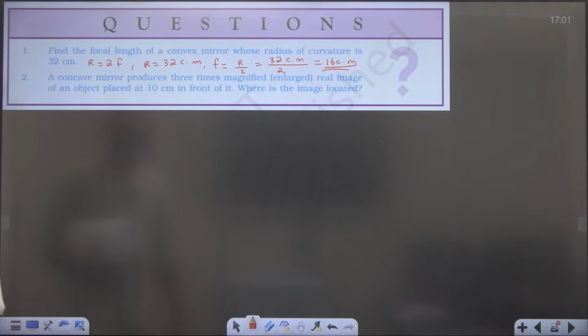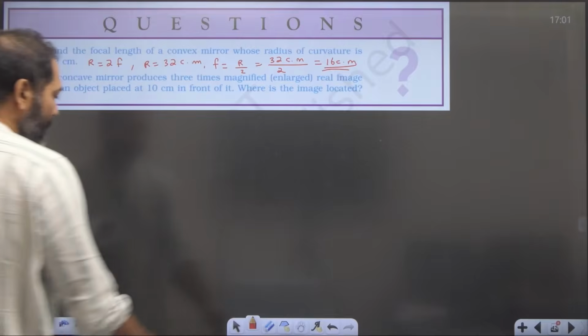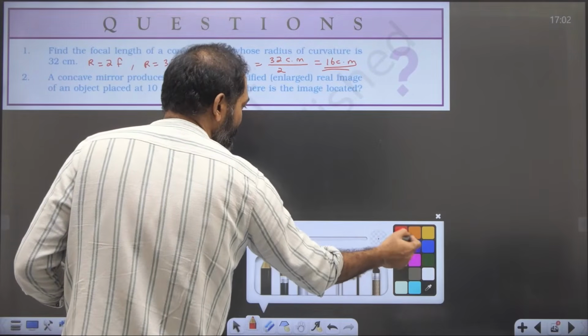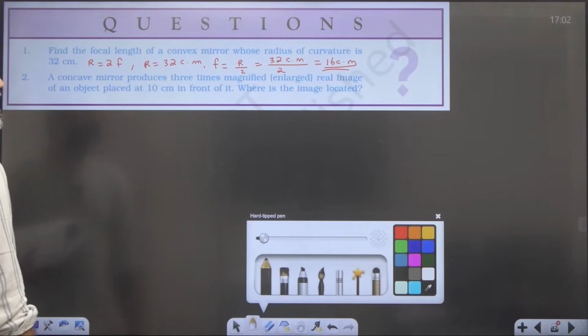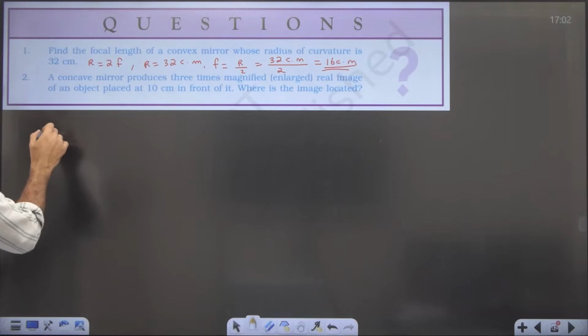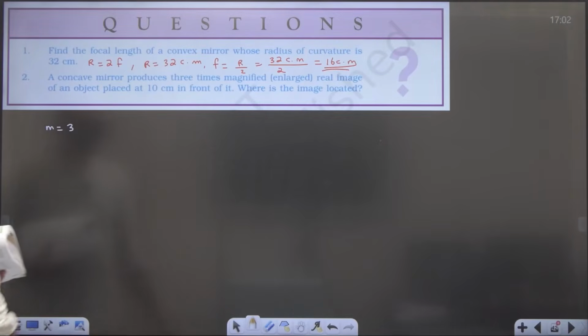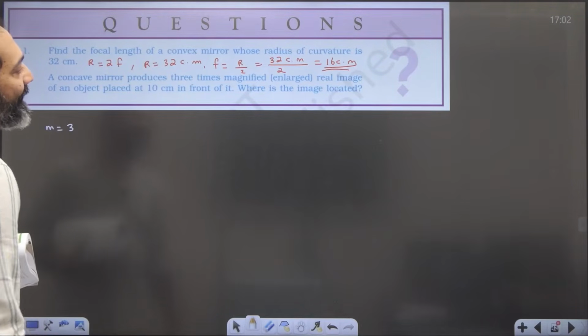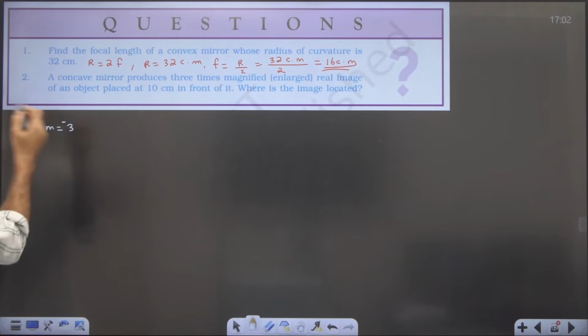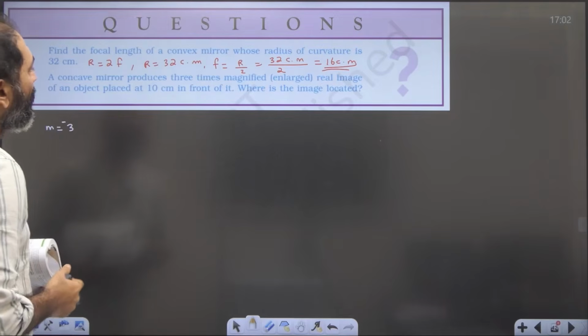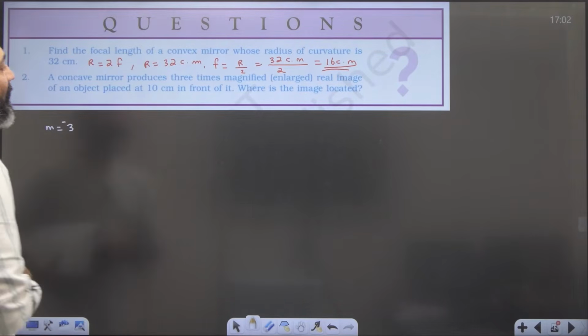Now, a concave mirror produces 3 times magnified real image of an object placed at 10 centimeter in front of it. Where is the image located? We have to find out the image position. So let's see. Magnification is 3 times, enlarged real image. If it is real, that means real and inverted, so magnification has to be -3.